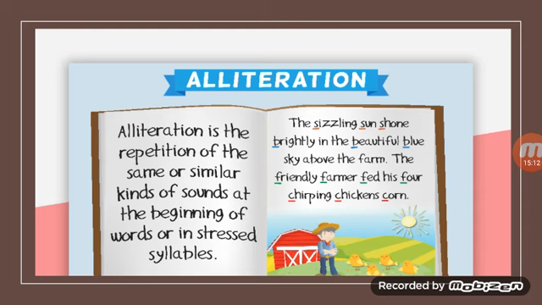Now let's see a very good example of this. The sizzling sun shone. Now the S sound is being repeated here. S is a consonant, as you all know. So the sizzling sun shone brightly in the beautiful blue. Now the B sound is being repeated. Beautiful blue sky above the farm. The friendly farmer fed his four. Now the F sound is being repeated. Now the C sound will be repeated. Chirping chickens, corn. Now in this all the sounds which are being repeated are consonant sounds and they are similar.